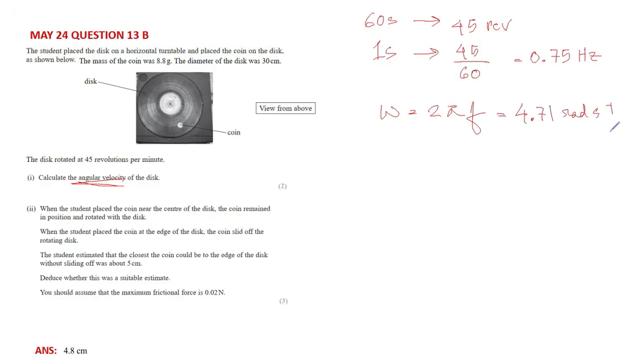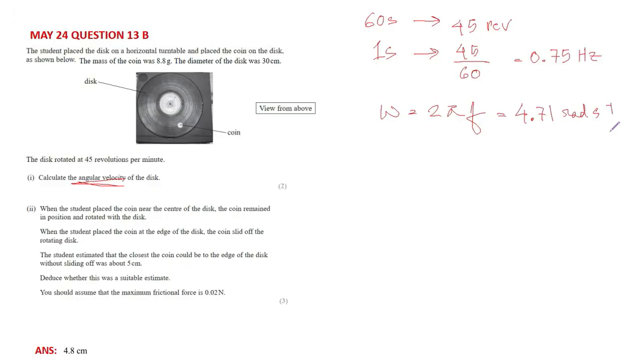Now the next part of the question says, when the student placed the coin near the center of the disk, the coin remained in position and rotated with the disk. When the student placed the coin at the edge of the disk, the coin slid off the rotating disk. The student estimated that the closest the coin could be to the edge of the disk without sliding off was about 5 centimeters. Deduce whether this was suitable. You should assume that the maximum friction force is 0.02 Newton.